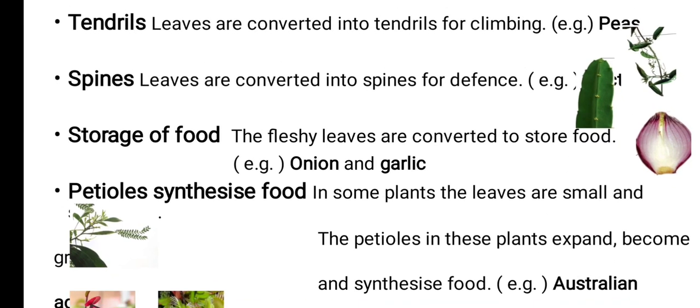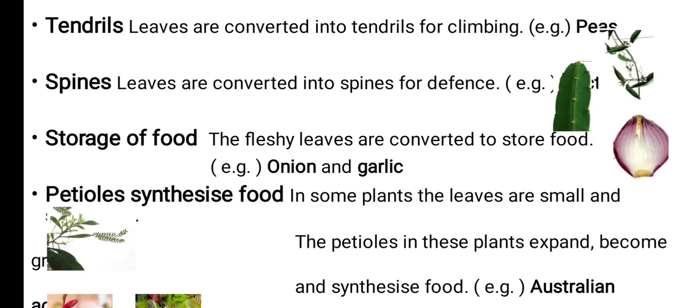Second one is spines. When leaves are converted into thorn-like structures for defense, then these structures are termed as spines. It is very well observed in desert plants.